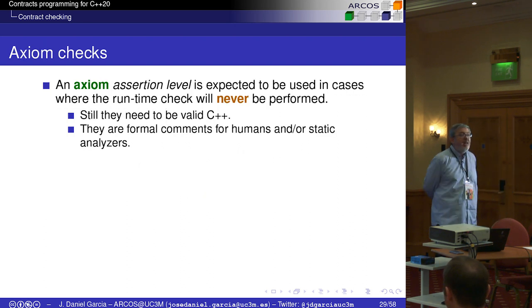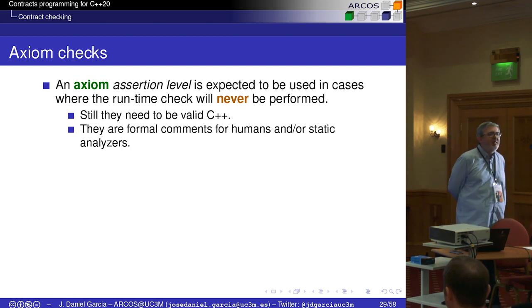Still, I have another level, axiom, which might be surprising at the beginning. Axiom is an assertion level that will never be checked.